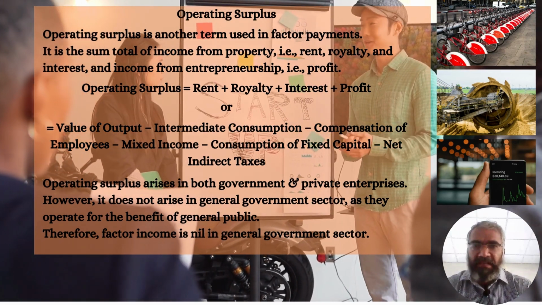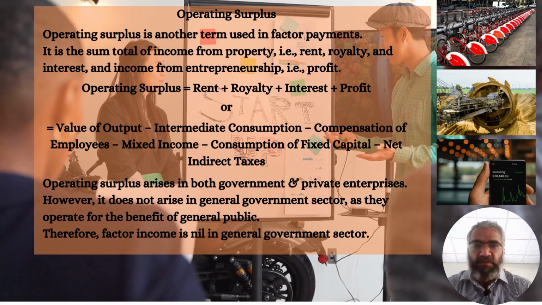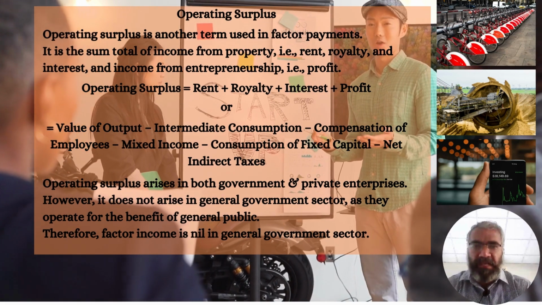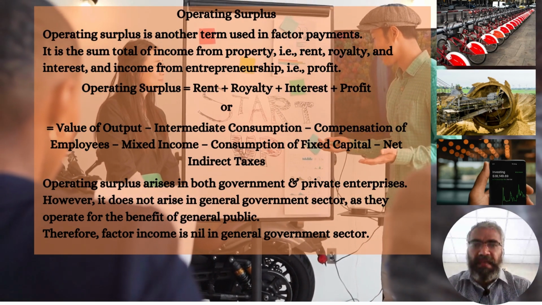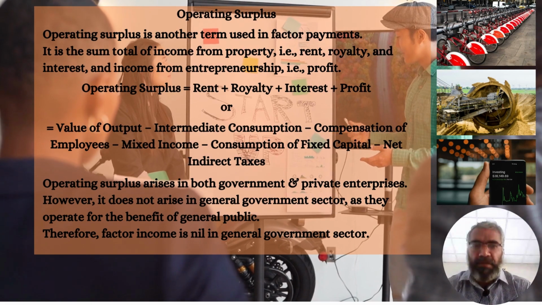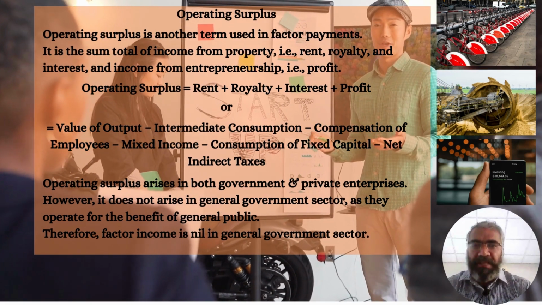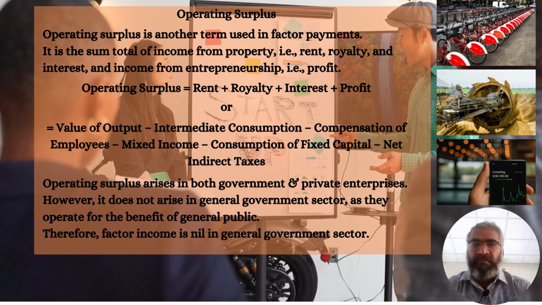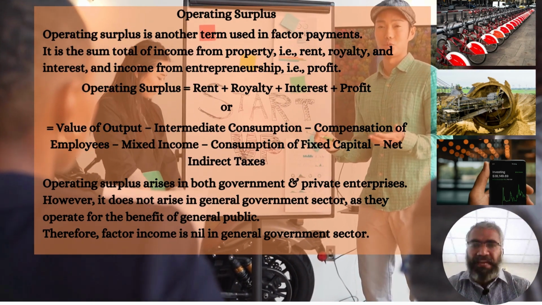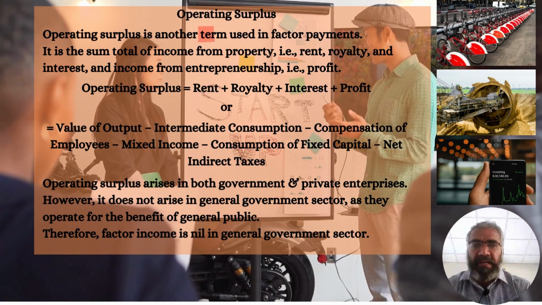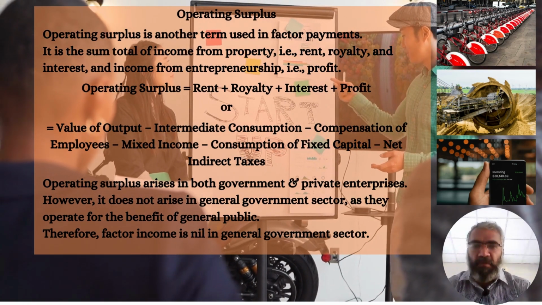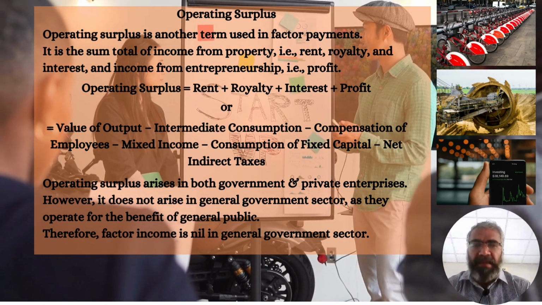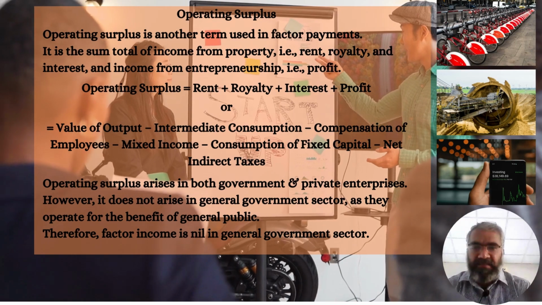Operating surplus. Operating surplus is another term used in factor payments. It is the sum total of income from property, that is rent, royalty, and interest, and income from entrepreneurship, that is profit. Operating surplus is equal to rent plus royalty plus interest plus profit, or equal to value of output minus intermediate consumption minus compensation of employees minus mixed income minus consumption of fixed capital minus net indirect taxes.